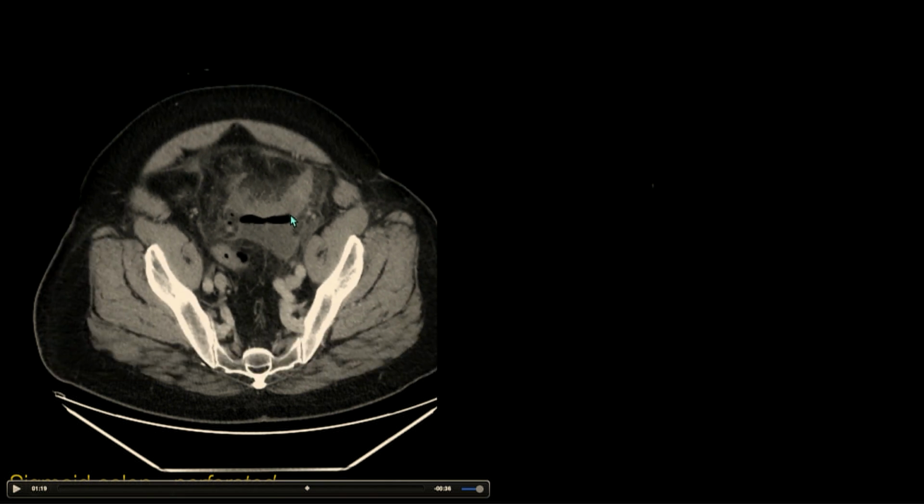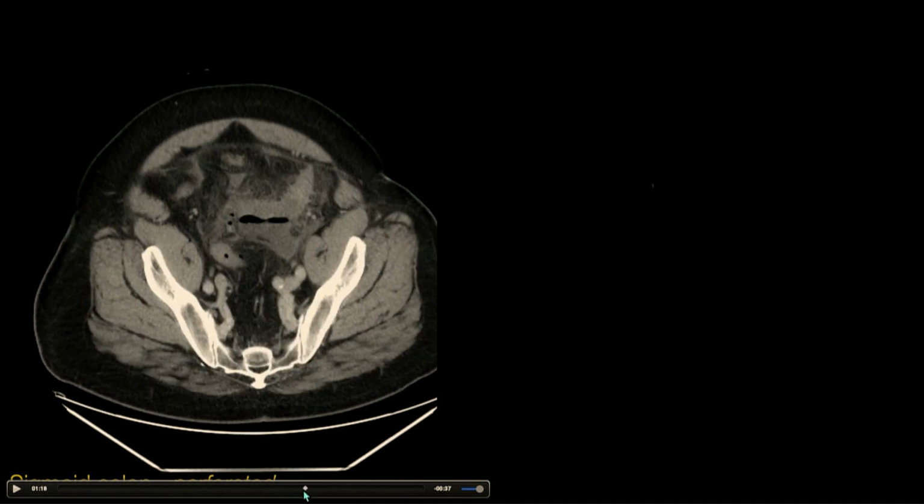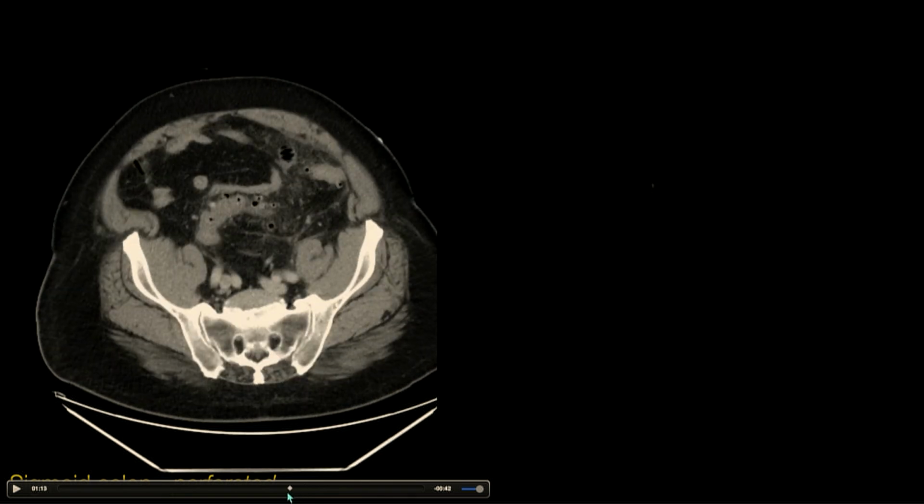But in the patients who are not in an immunocompromised state or on chemotherapy, often the body's going to form this walled off response to that. So here's a patient with an abscess.